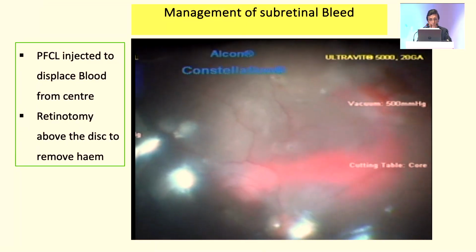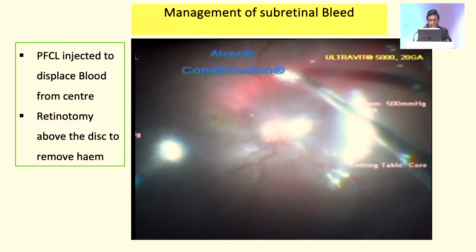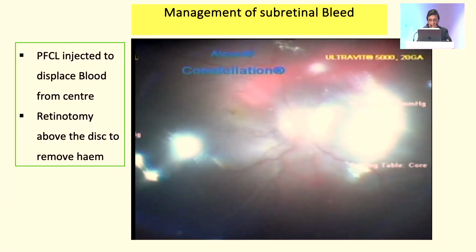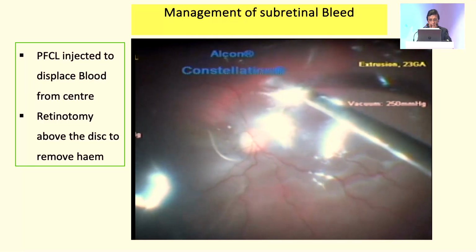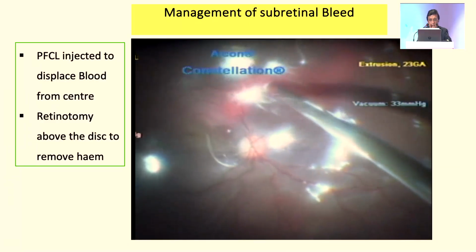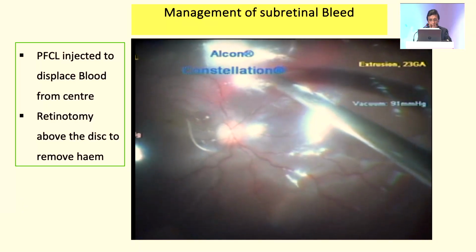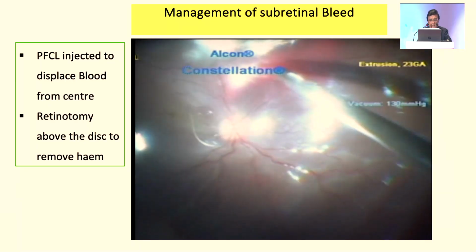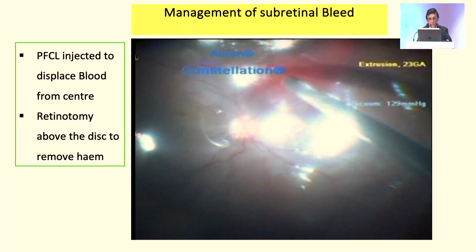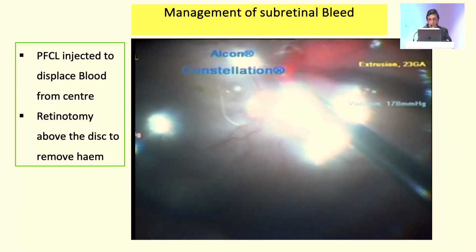Another patient had a large bleed submacularly, and the blood has been displaced by PFCL injection to just above the disc. Our drainage retinotomy has been created, and this heme is then removed so that the macula is protected. So it's very important that we freely use perfluorocarbon liquid when required.